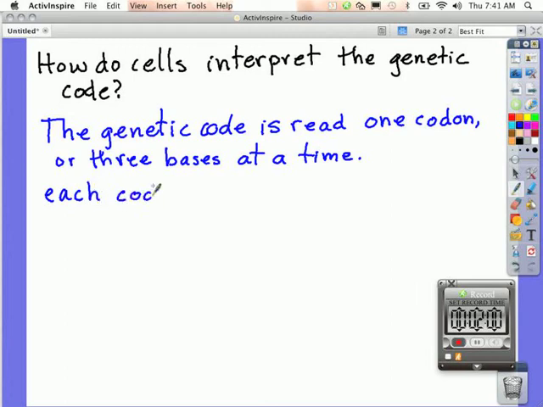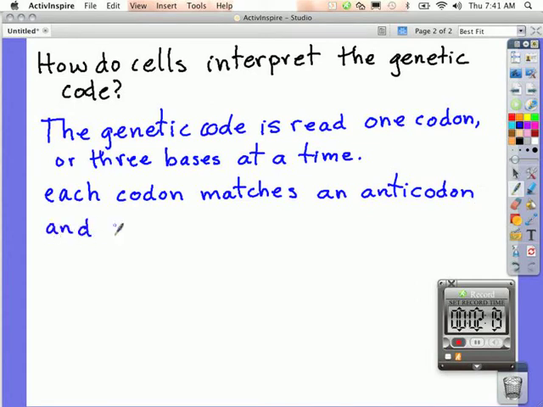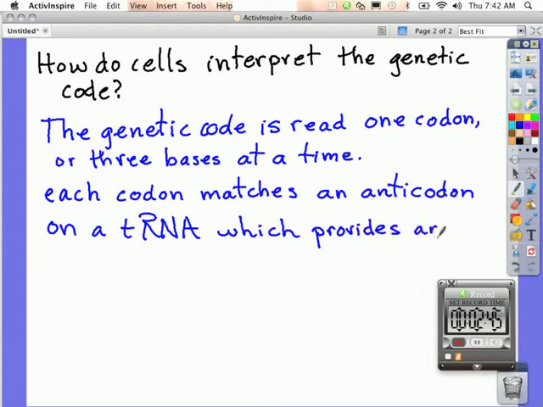Each codon matches an anticodon on a tRNA, which provides an amino acid. And that's what your picture is showing on page 371.